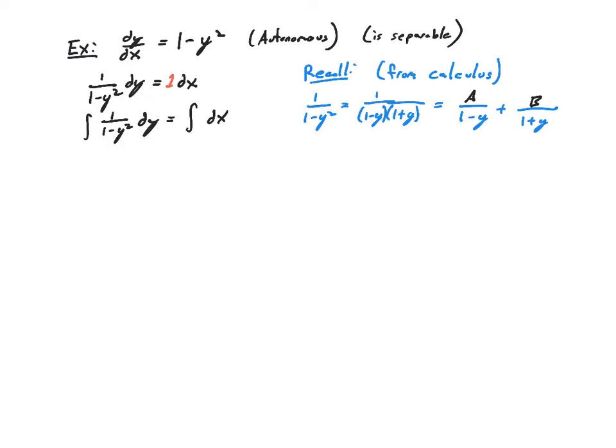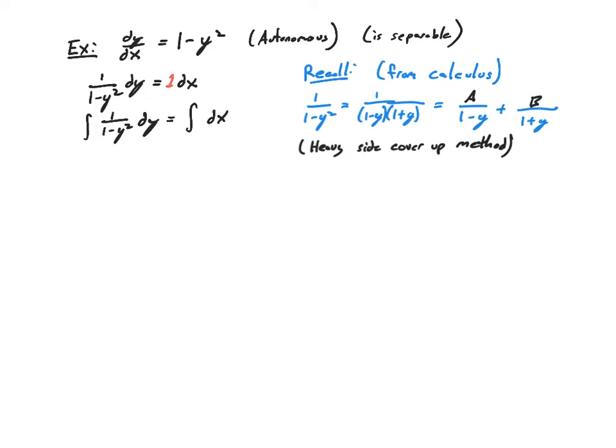The question is, what is A and what is B? Well, there's something called, and you can look this up if you don't remember this, the Heaviside cover-up method for solving these things super fast. And here's how this works.